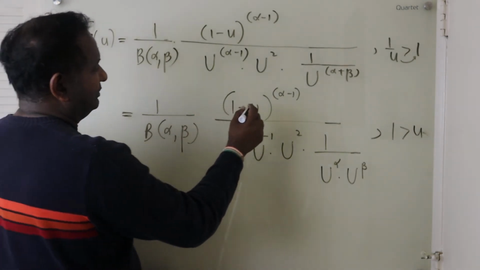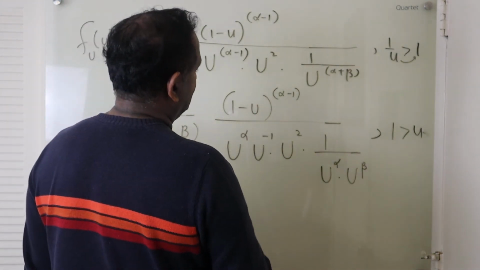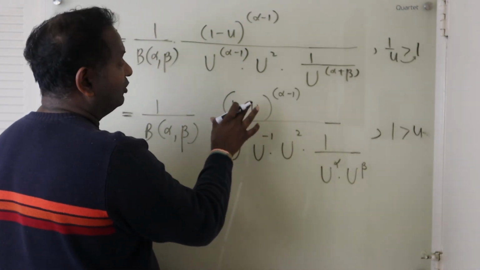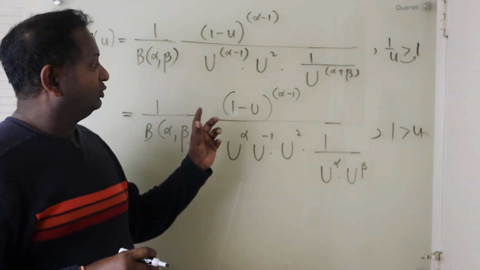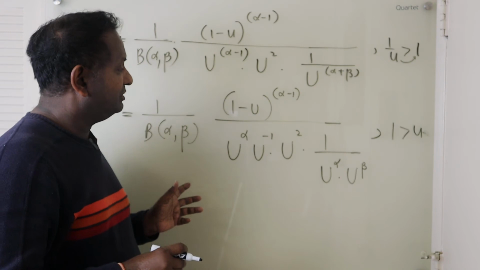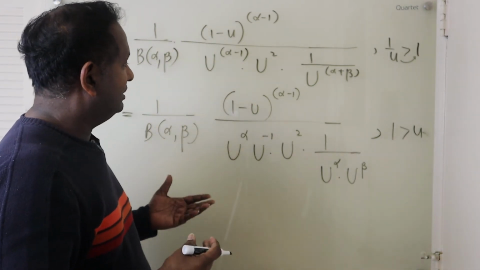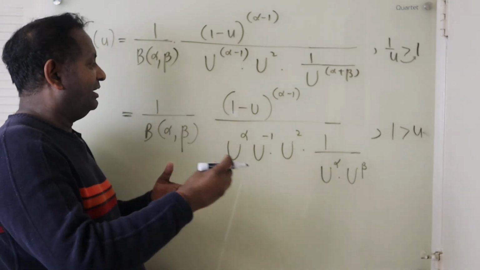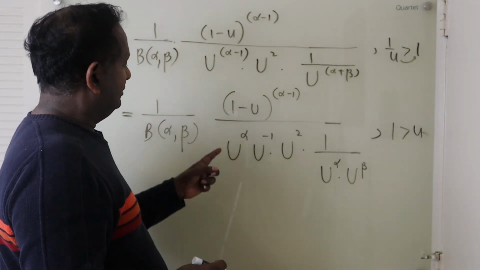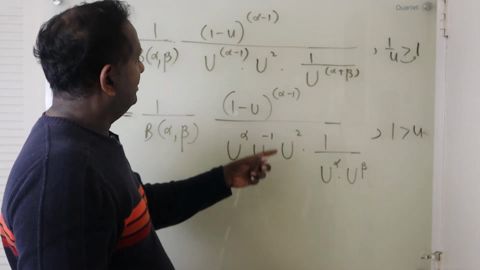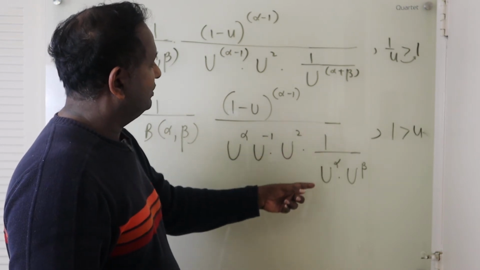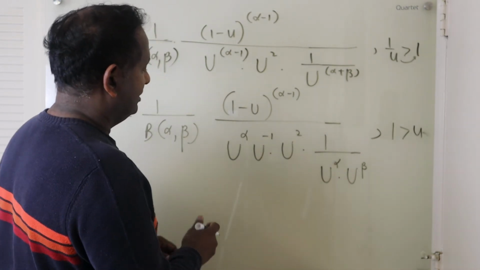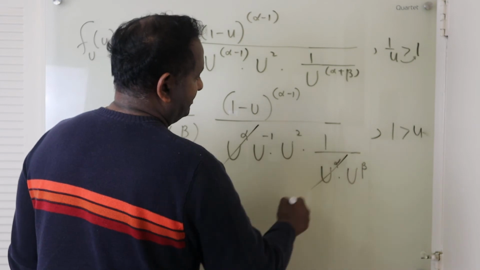I just split this one. I didn't touch this one because I don't see any other extra 1 minus u terms appearing in this expression, so I don't want it to get cancelled with anything or combined back again. Just leave it as it is. I split this one: u to the alpha, u to the negative 1, u squared, 1 over u to the alpha, u to the beta. So they get cancelled off.